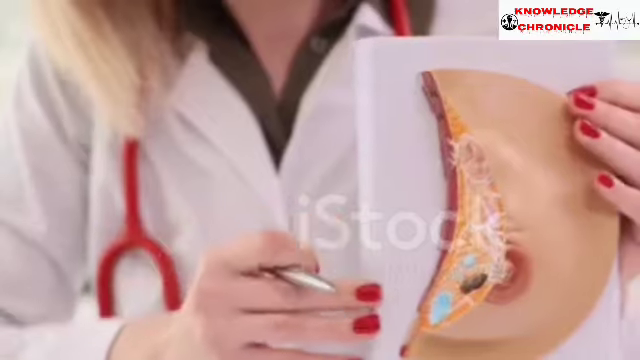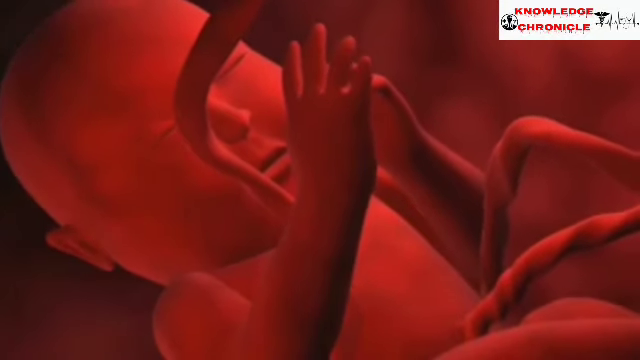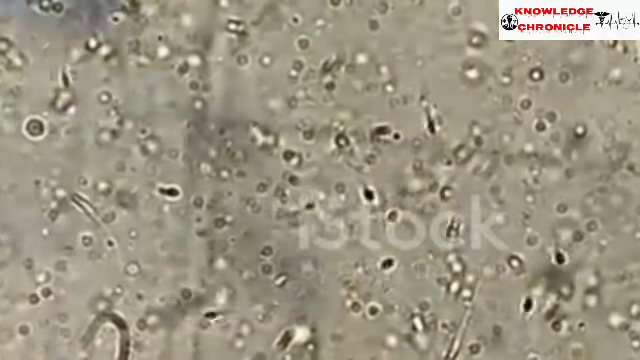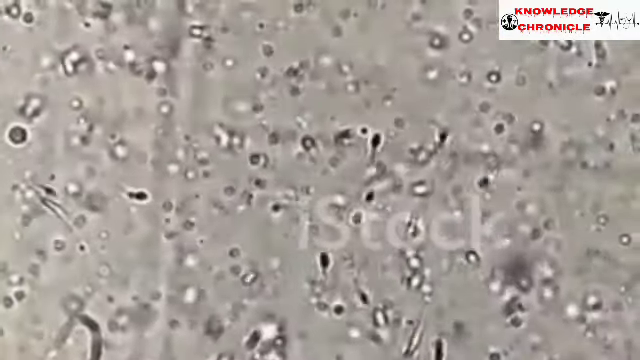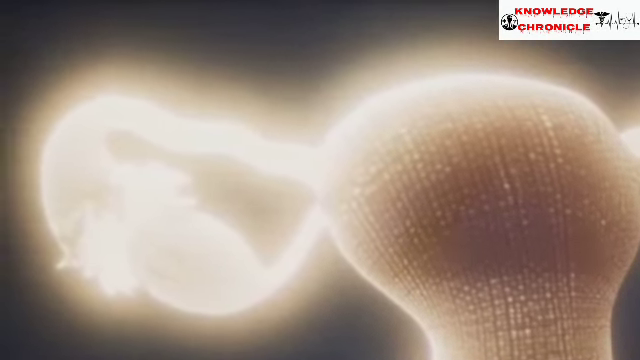Let's now understand how these two processes differ. Spermatogenesis starts at puberty and continues throughout life. In contrast, oogenesis begins before birth and proceeds in a monthly cycle from puberty to menopause. In males, each germ cell produces 4 functional sperms, but in females, only 1 functional ovum is produced from 1 primary oocyte, along with non-functional polar bodies.